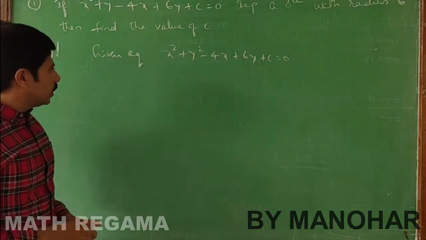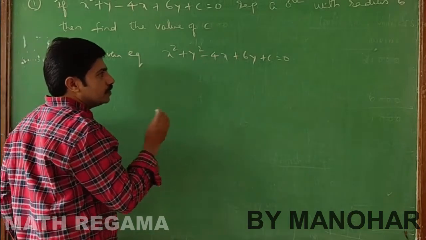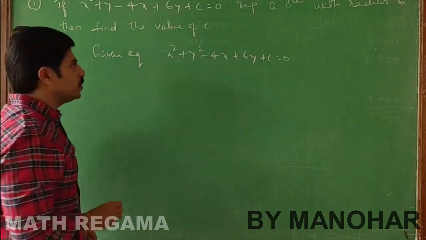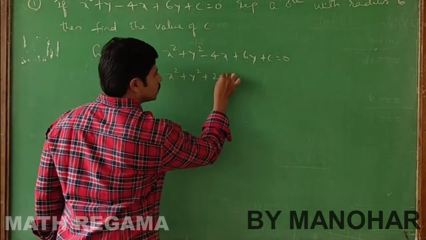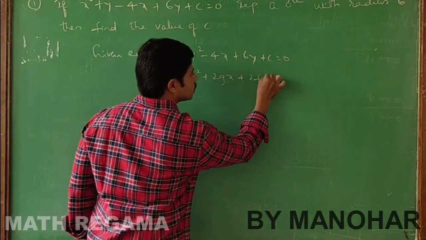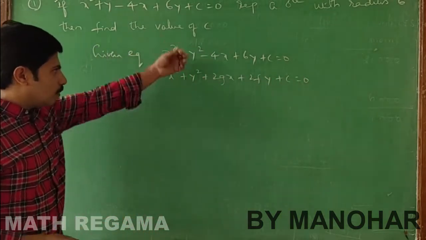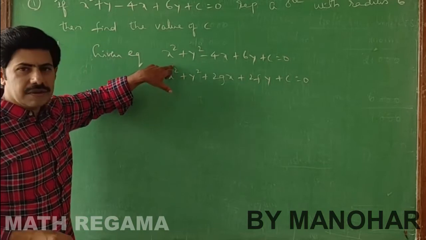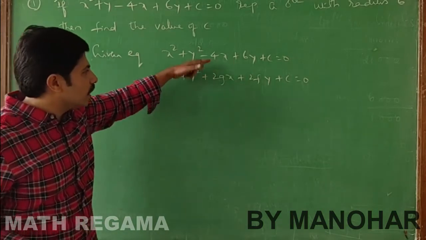Now, from this we find out the values of g and f. How to find the values of g and f? We consider a general equation x square plus y square plus 2gx plus 2fy plus c is equal to 0. Now, we compare these two. This is the given equation of circle and this is the general equation of circle.